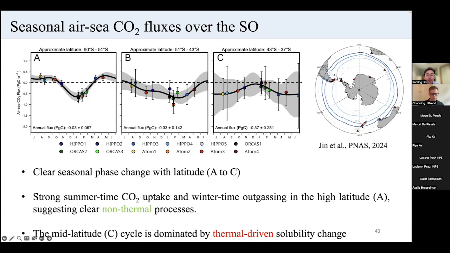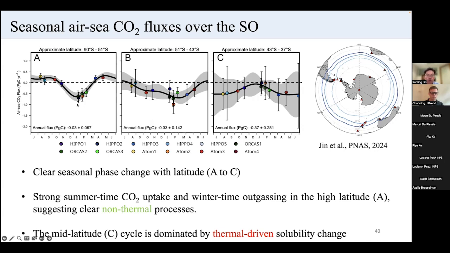Each point here is the resolved flux from each airborne campaign transect, and the black lines are two-harmonic fits to the individual flux estimate points. So it's clear we can resolve a well-defined seasonal cycle in each band. We can see there is a clear change of the seasonal cycle from the high latitude to the mid latitude, suggesting a change in the dominant mechanism that drives the surface ocean seasonal pCO2 variability.